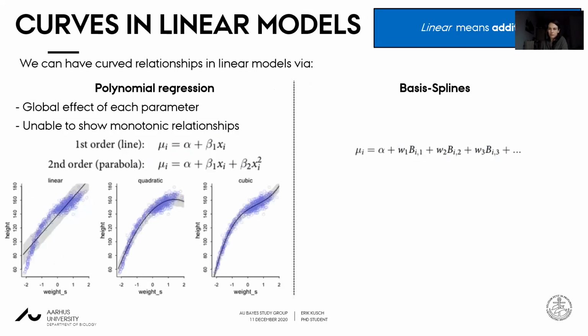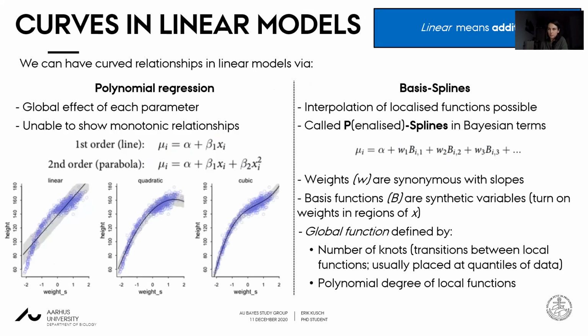Now, the other option which we are left with here is basis splines. And basis splines work in such a way that you have an interpolation of localized functions. So these are also called penalized splines in Bayesian terms, which is abbreviated to p-splines. I think I would just call them splines for now, that's fine. Because in non-Bayesian terms, you call them b-splines for basis splines. And especially with so many German speakers in the room today who are always struggling with hard and soft pronunciation of consonants, at least I do, B and P might become a bit confusing when spoken fast.